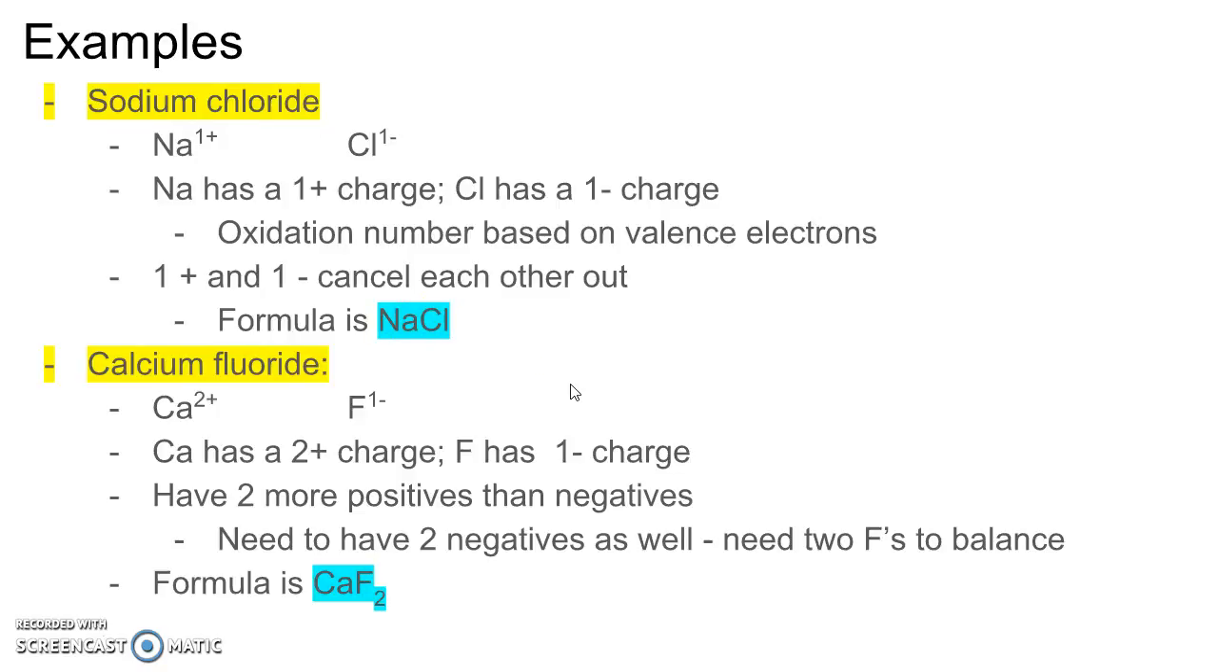The next one's not quite as easy. Calcium fluoride. Calcium, if I look on my periodic table, is in the second column, so it has a 2+ charge. Fluorine has a 1- charge. Well, obviously 2+ and 1- are not the same, and I have more positives than I have negatives. So I actually have 2 positives and I have 1 negative. So I need to get the same number of negatives. In order to do that, I now just have 2 fluorines instead of 1. So I have calcium, that's a 2+, and I have fluorine, that is now a 2- because I have 2 of them. So my formula for this one is CaF2, and I have to put the subscript 2 there to show I have 2 fluorines.